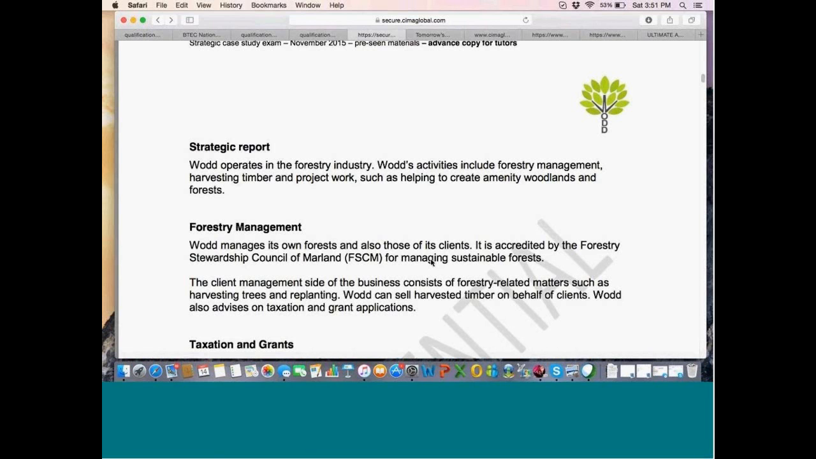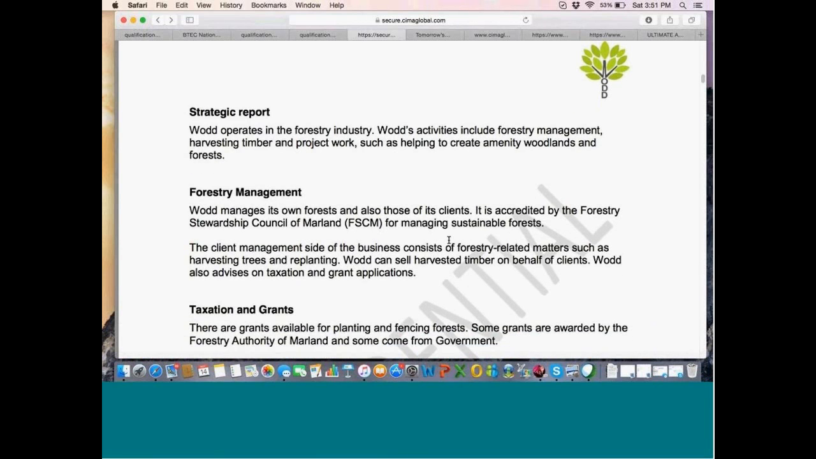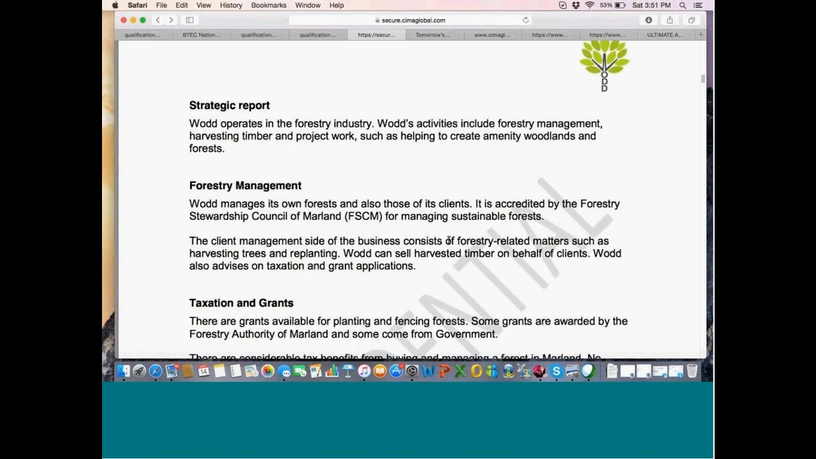Right. So some of the key things. Let's look at the strategic report. Can somebody tell me what the key things are that they're talking about in this first paragraph?